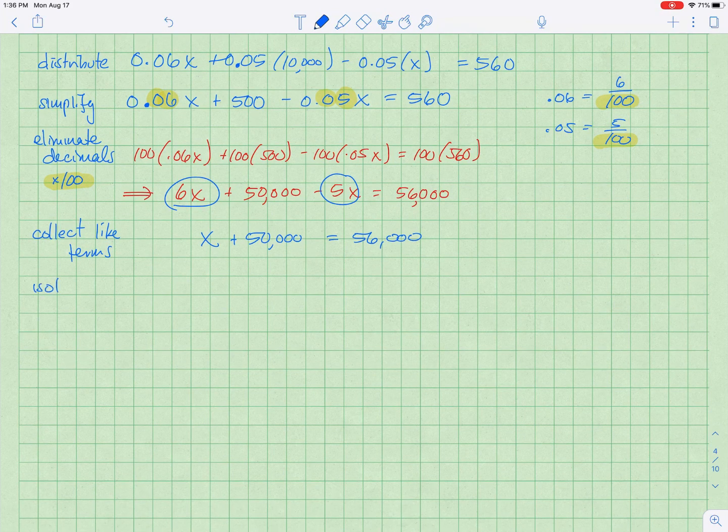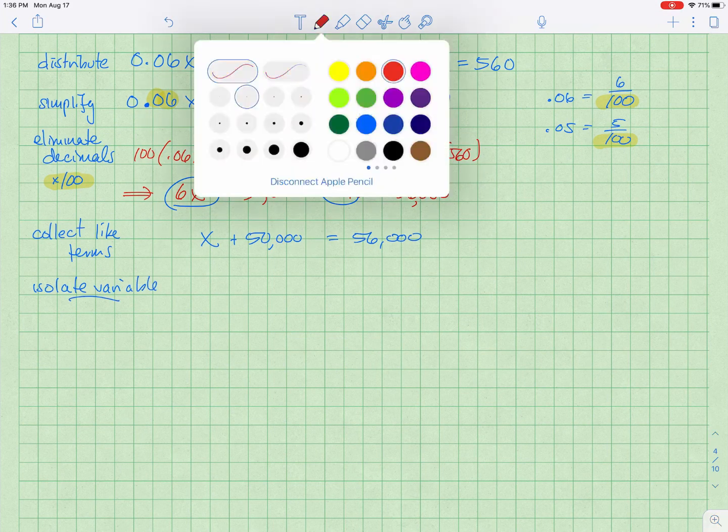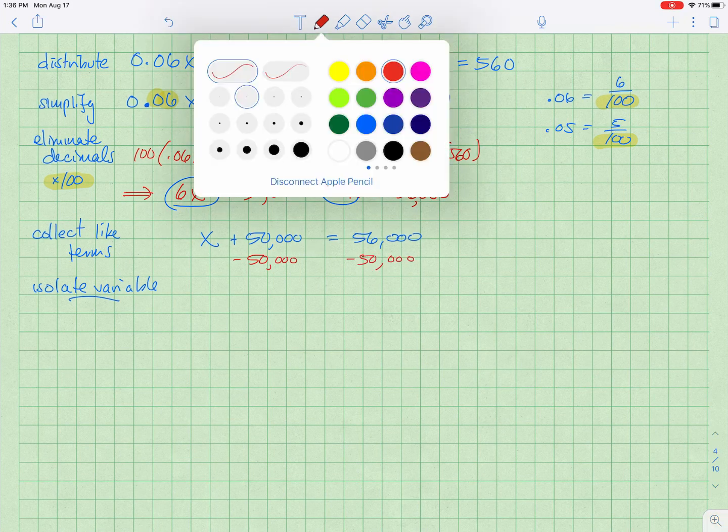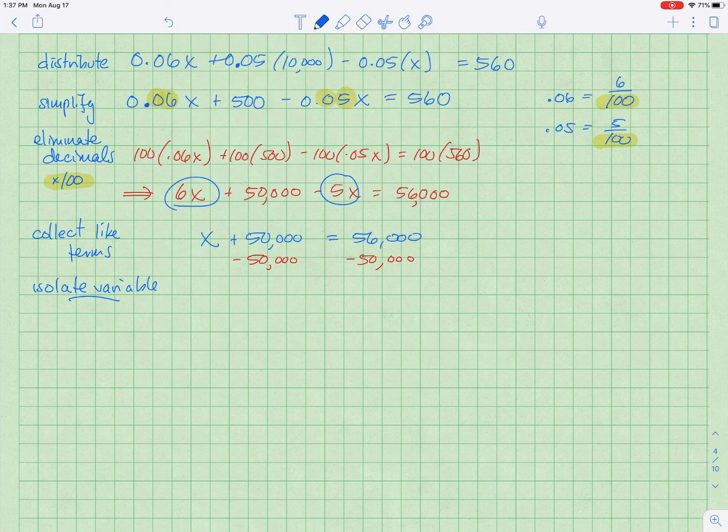And then we will isolate the variable. And we'll do that in this instance by subtracting 50,000 from both sides. x is equal to 6,000.